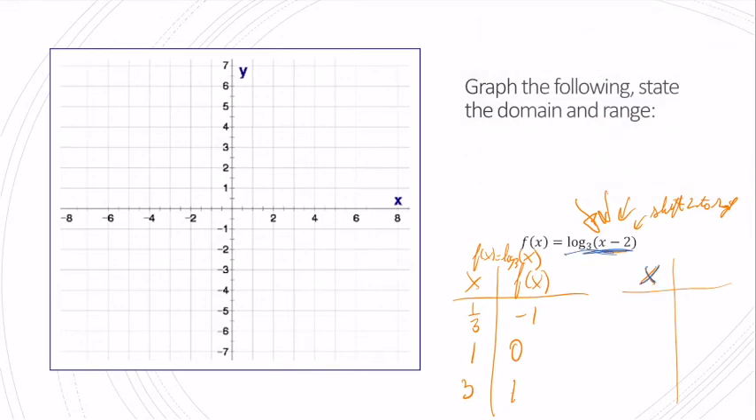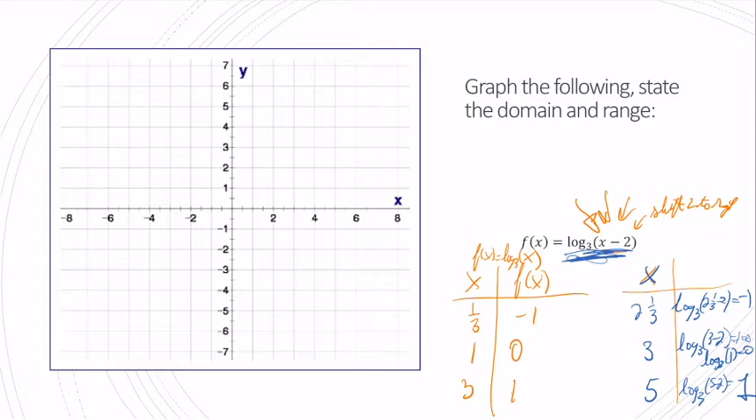I have when x is 3, log base 3 of 3 minus 2 is log base 3 of 1, which is 0. When x is 5, I have log base 3 of 5 minus 2, which is log base 3 of 3, which is 1. When x is 2 1/3, I have log base 3 of 2 1/3 minus 2, which is -1. Okay, so we always can use our graphing rules. It's important not to forget those.